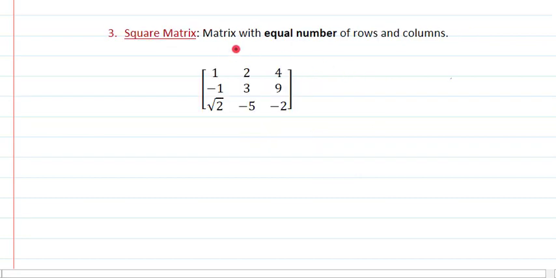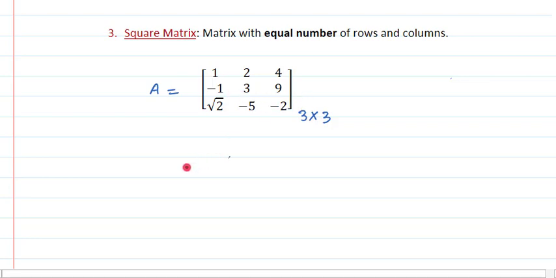Next is square matrix. A matrix with equal number of rows and columns. Means the number of rows and number of columns are equal, then it is called a square matrix. For example, here is a matrix, let me name it as A, having 3 rows and 3 columns. That is, the order is 3 by 3. What does it mean? It means it is a square matrix.